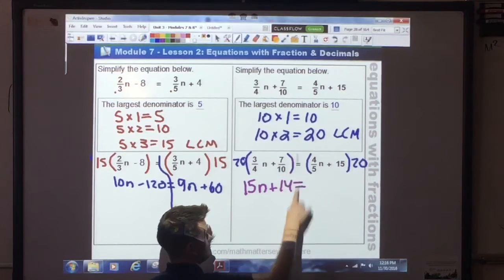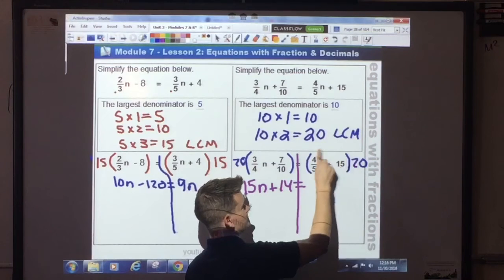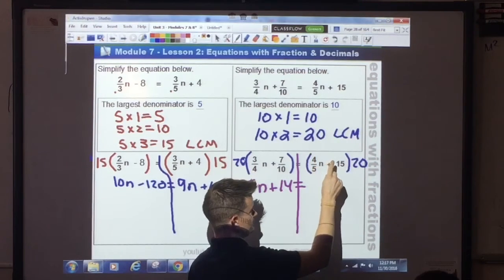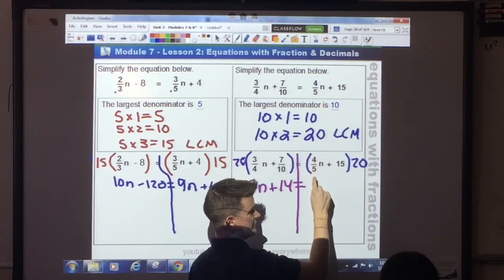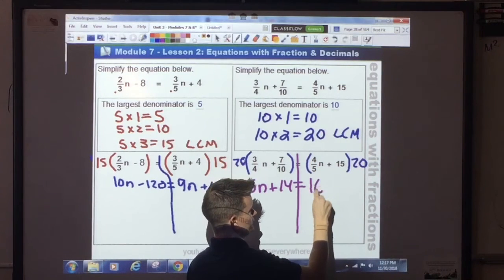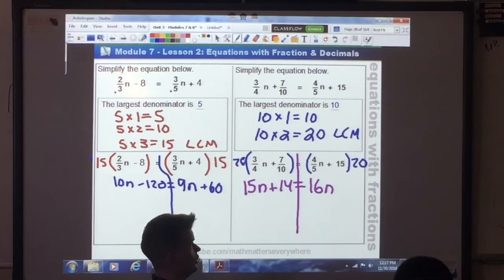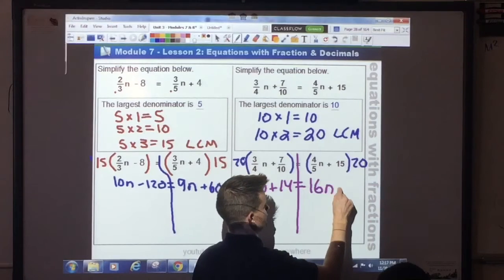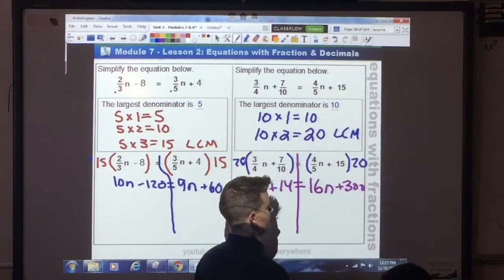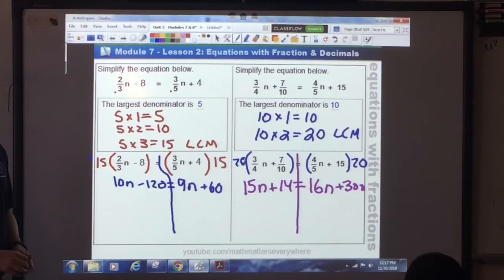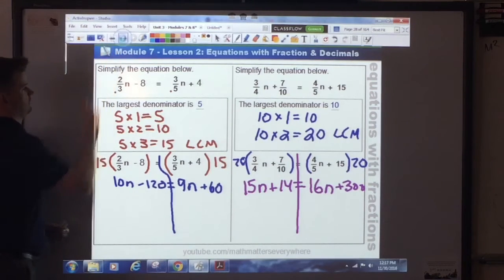Equals. We do the same thing on the other side. 20 times 4 is? 80. Somebody said 8. 80 divided by 5 is? 16. Don't forget the n. If you forget the n, everything else you have at this point will be 100% wrong. And then last but not least, 20 times 15 is? 300. And that's it. Just simplify. Get rid of them. One step at a time. Any questions on this? Any questions? All right. And move on.